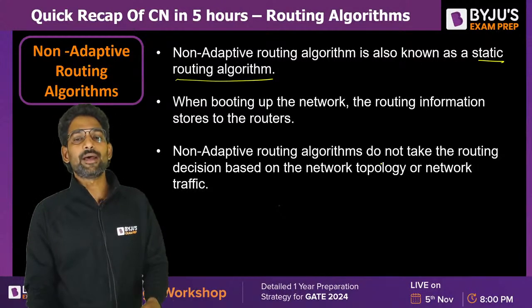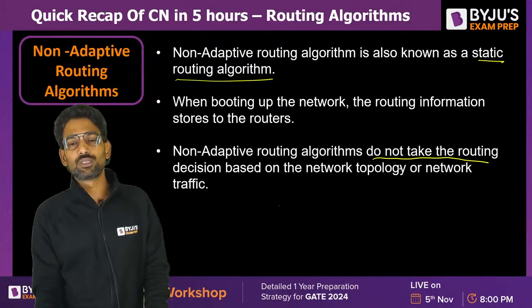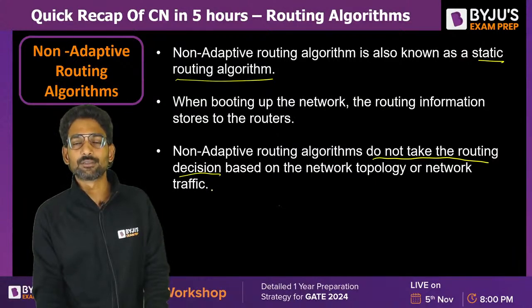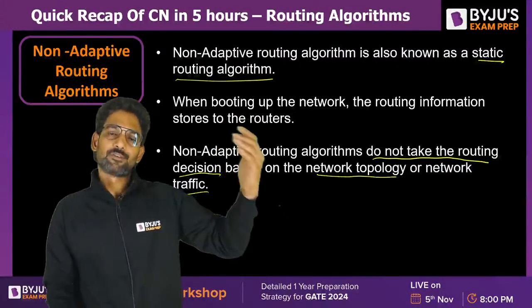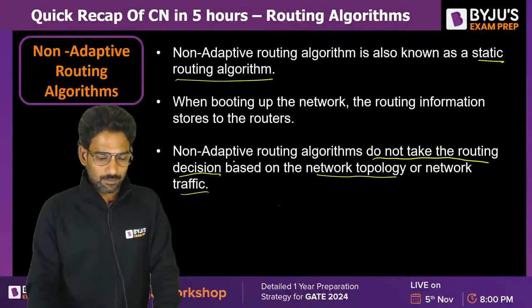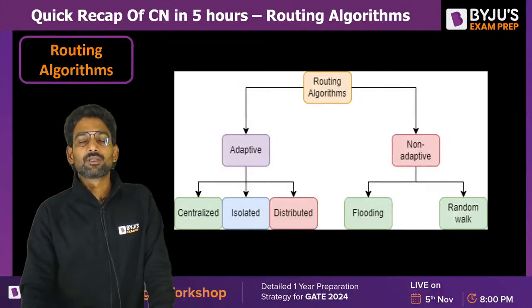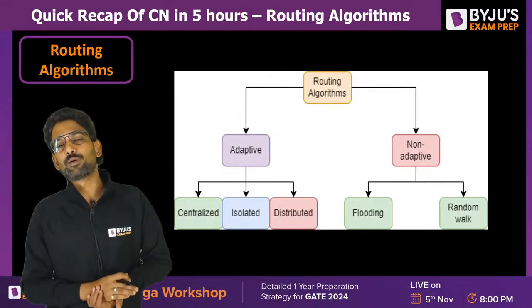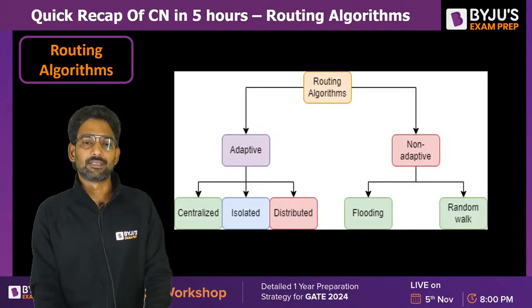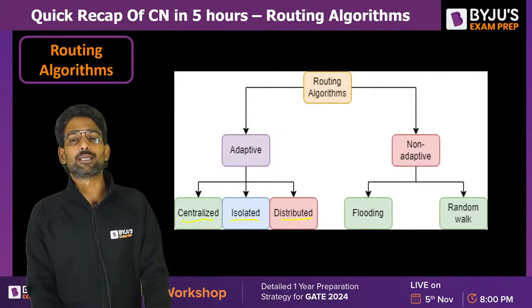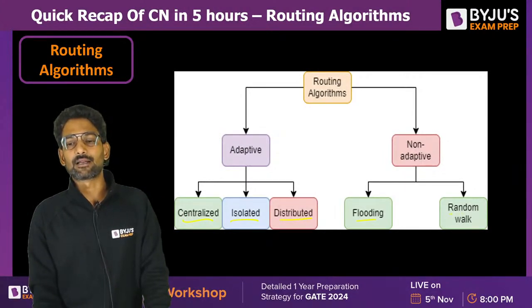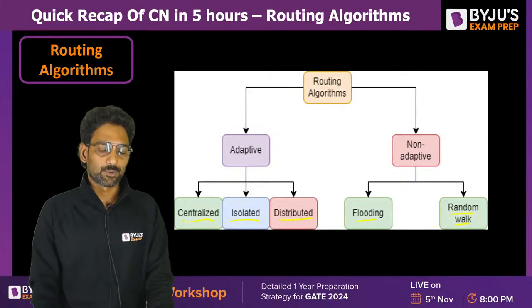So, these non-adaptive routing algorithms don't take the routing decision based on the topology or traffic. Okay? Based on the cost, fixed, they will select. These adaptive and non-adaptive algorithms are again subclassified. How? Centralized, isolated, distributed are adaptive routing algorithms, whereas flooding and random walk are non-adaptive routing algorithms.